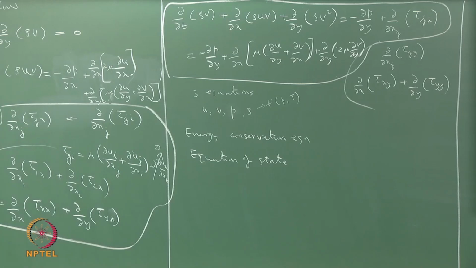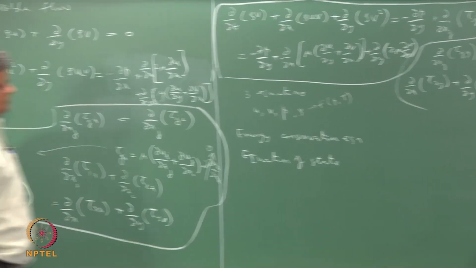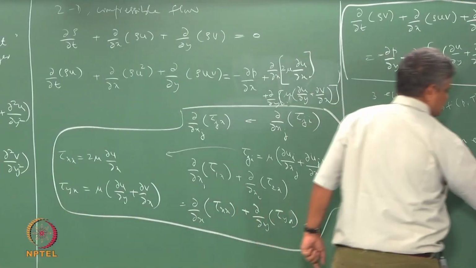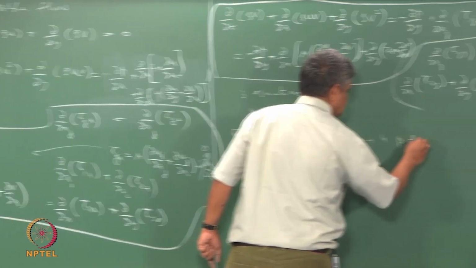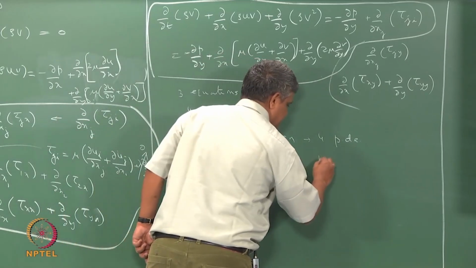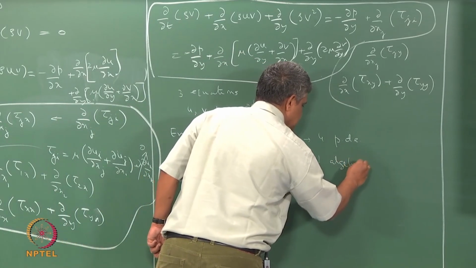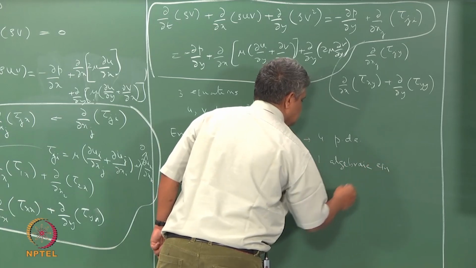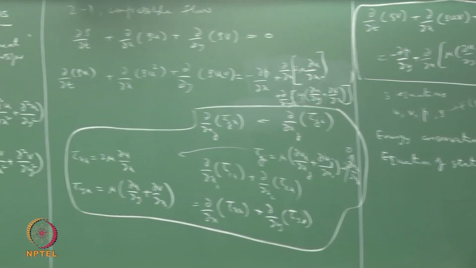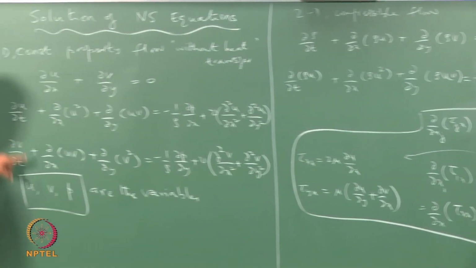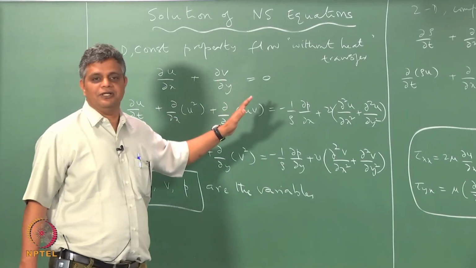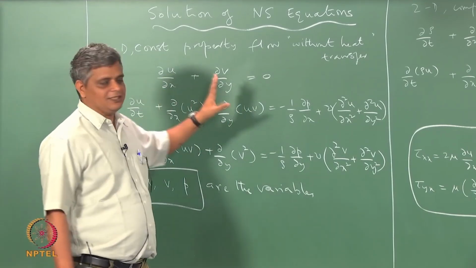Okay, so, in the case of 2D compressible flow, we have 4 partial differential equations, and typically one algebraic equation representing the equation of state. In the case of incompressible flow with constant properties, we have 3 equations, and there are 3 unknowns here. So, these are the kind of equations that we are solving for the simplest case.